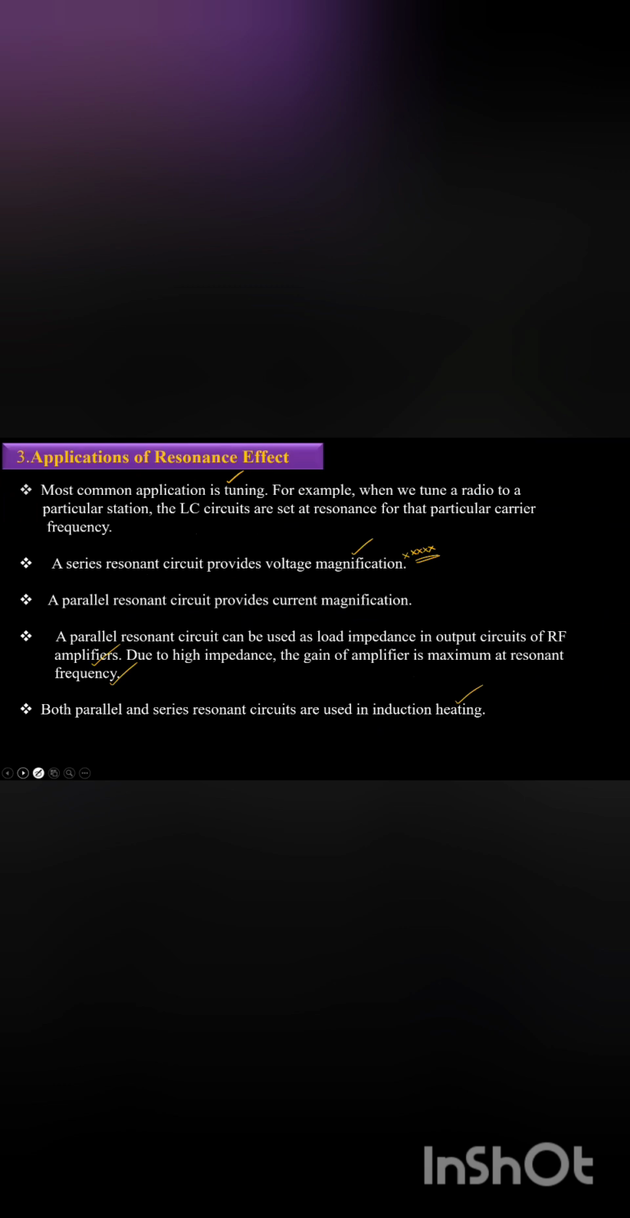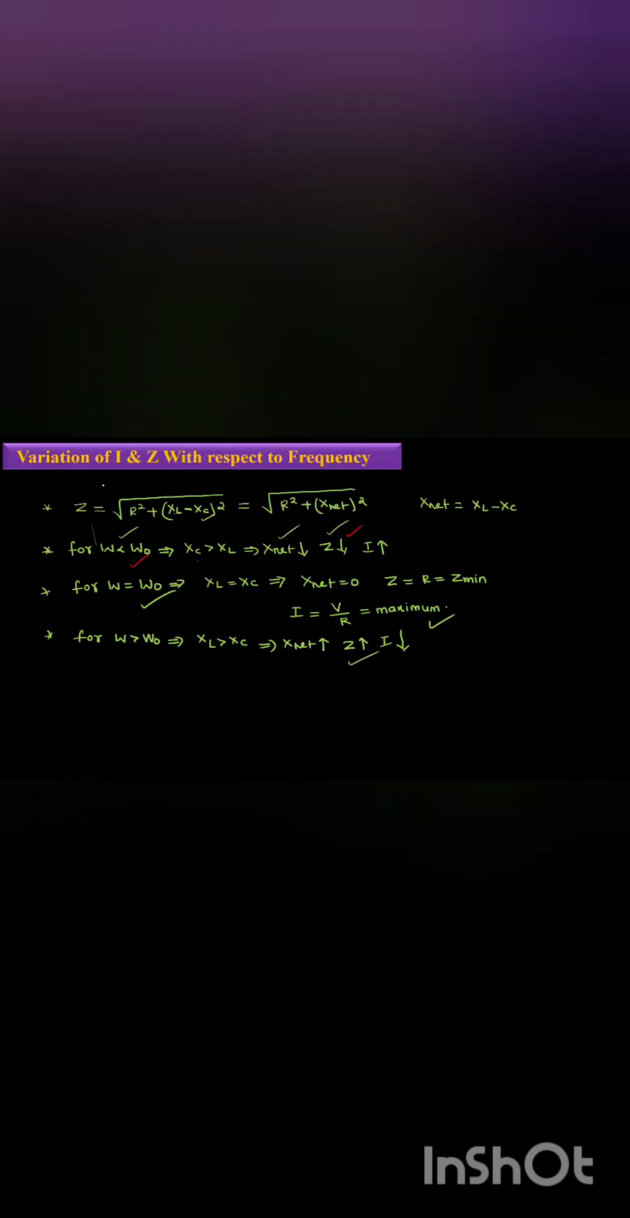I started with resonance in series circuits. I gave the condition for the series resonance circuit, how the resistance, capacitive reactance and inductive reactance vary with respect to frequency, and the variation of I and Z with respect to frequency. How is the power factor varying with frequency? At what frequency is the voltage across the capacitor maximum? At what frequency is the voltage across the inductor maximum? I also gave the characteristics, which you have to concentrate on.